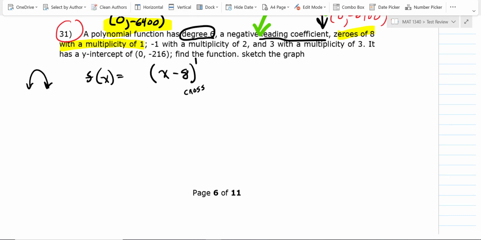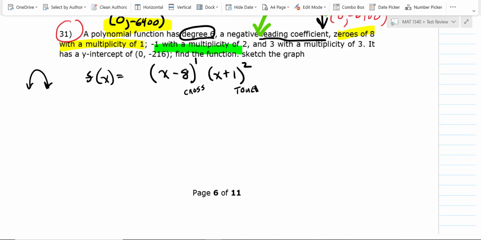Okay, then the next thing it says is you have a 0 of -1 with a multiplicity of 2, so that factor would be x plus 1 to the second. Opposite sign when you do that, and then this would touch like that.